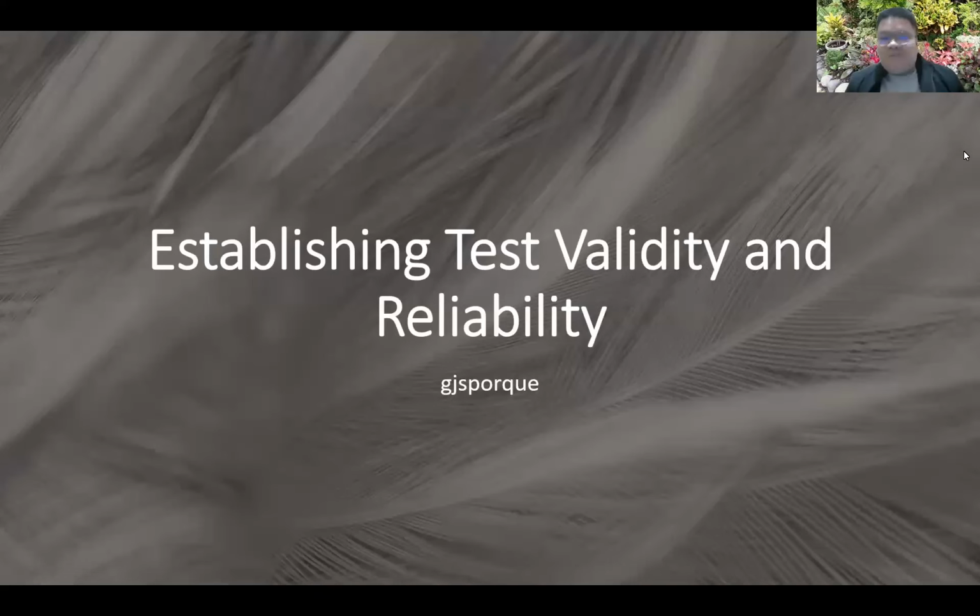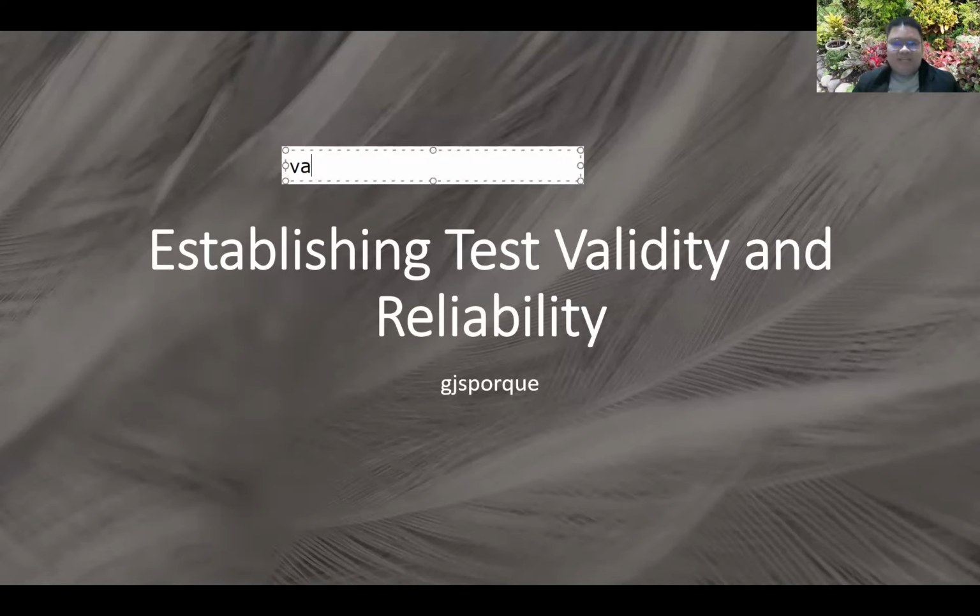Okay, our topic is establishing test validity and reliability. So after we have discussed test construction, the next thing that we will be looking into is how can we know whether the test that we are giving our learners is valid and reliable. Now, take note that when we say the words validity and reliability, oftentimes we are using them interchangeably, but actually their meanings are different.